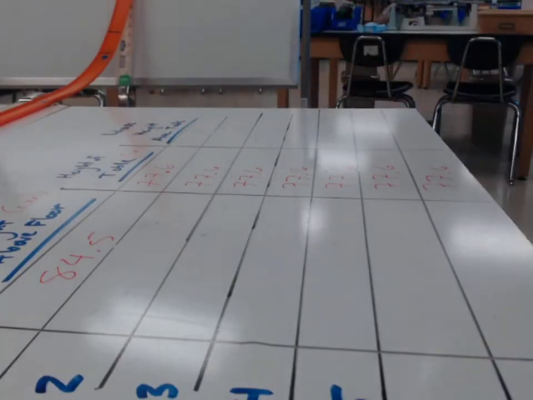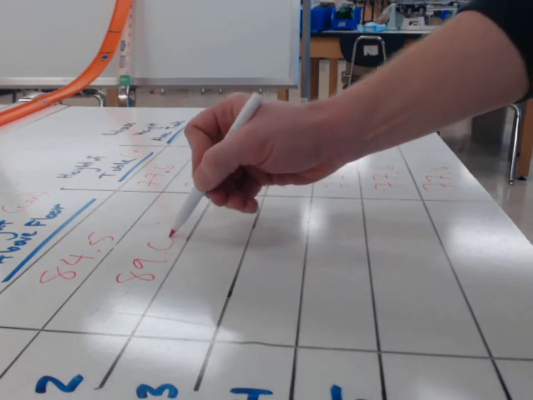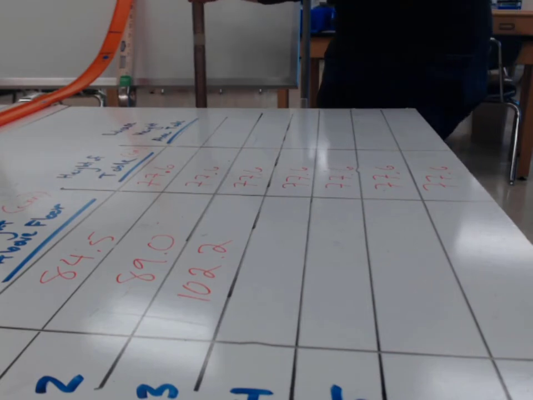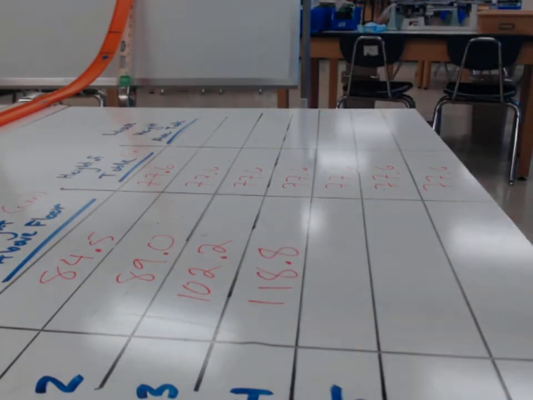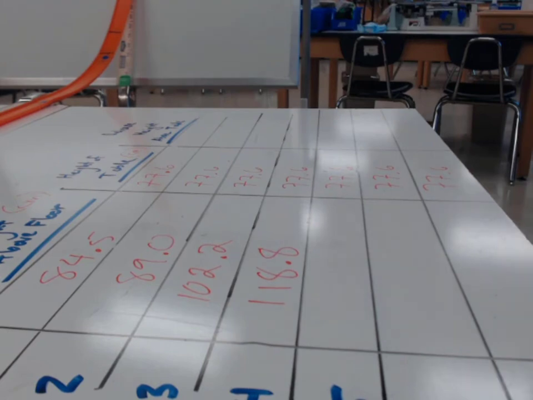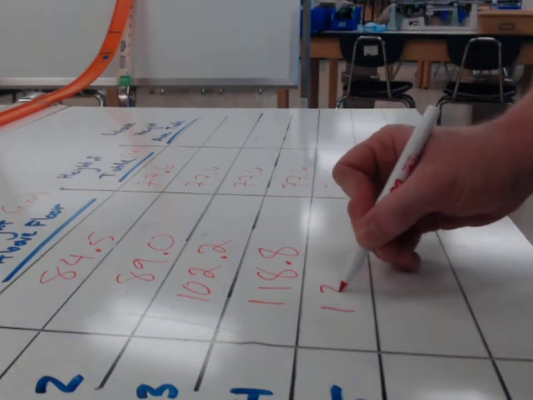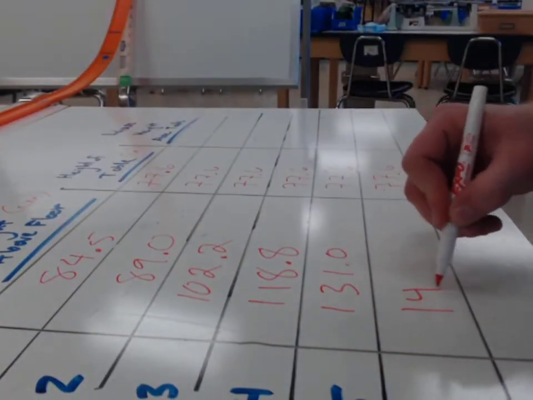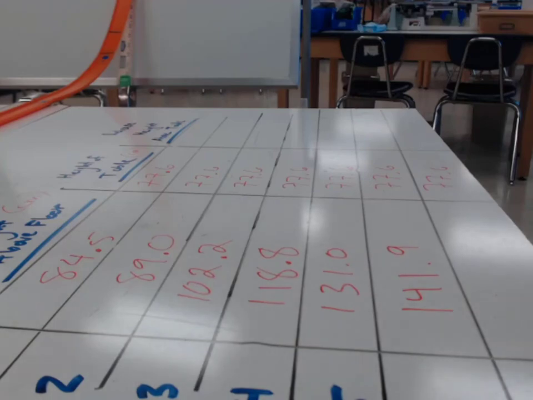Second release height is going to be 89.0 centimeters above the floor. My third release height is 102.2 centimeters above the floor. 118.8 centimeters above the floor is our fourth release height. One, two, three, four, five is up here. 131.0 centimeters is our fifth release height. 141.9 centimeters is the sixth release height. 154.9.